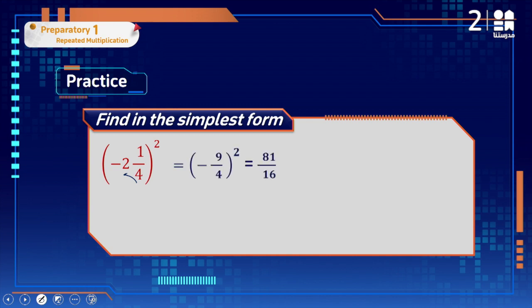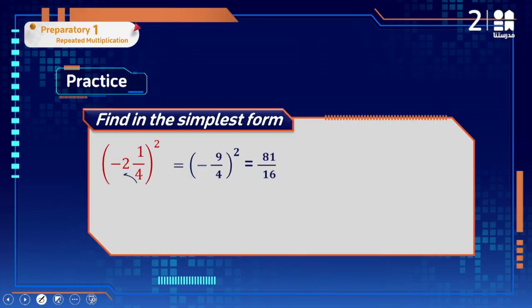So this 4 times 2 is 8, plus 1 is 9. So it is negative 9 over 4. Keep the same denominator, which is at the bottom. Keep 9 over 4. And what do you observe here? We have to the power of 2. 2 is an even number, so we will ignore the negative sign.